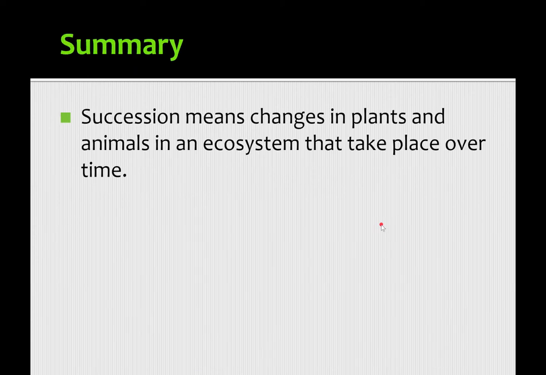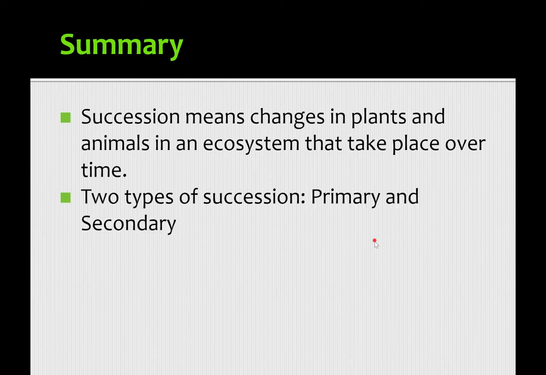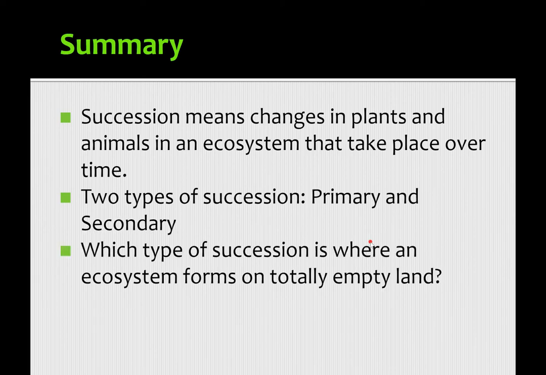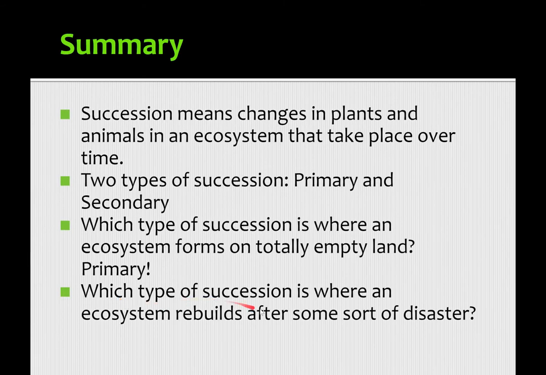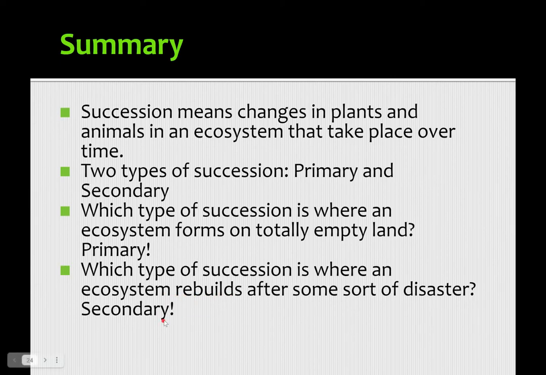So just a reminder, succession means changes in plants and animals in an ecosystem that take place over time. So the type of plants and animals that are moving in and the order in which they move into the ecosystem. There are two types of succession, primary and secondary. The type of succession where an ecosystem forms from totally empty land, remember, that is primary succession, like any type of island. We said Hawaiian Islands, but really any island. And the type of succession where an ecosystem rebuilds after a disaster is secondary succession.